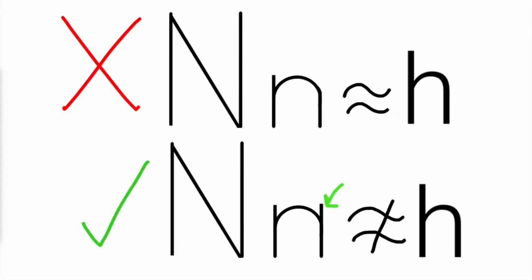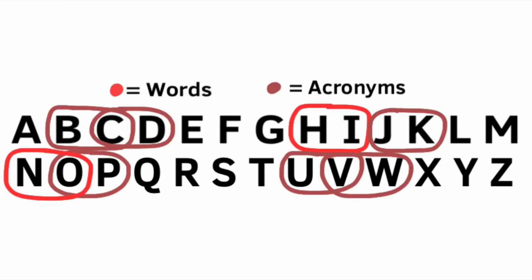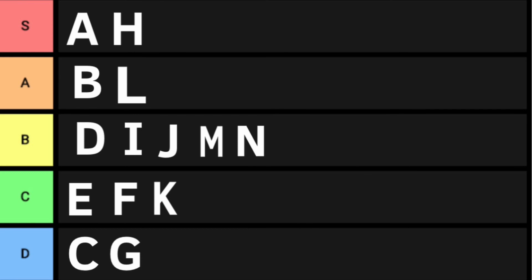My design tip, give lowercase N a little sticky uppy bit on the other side as well, I think it would help distinguish it from lowercase H. N and O form the second non-acronym word in the alphabet, H-I being the first, which is kinda cool. Yeah. And you get a spot in B tier, right along with your buddy M.